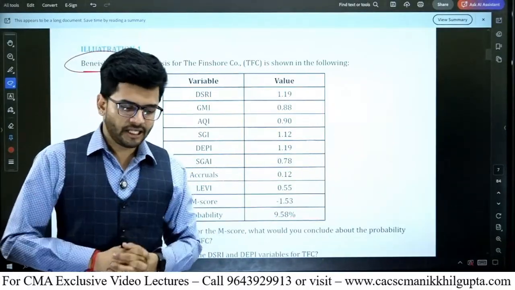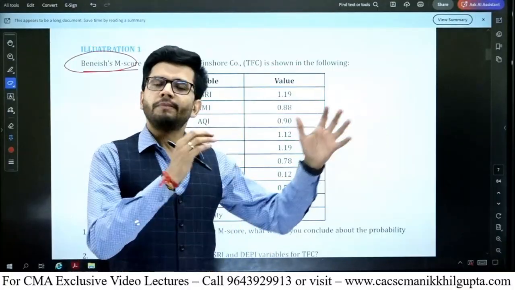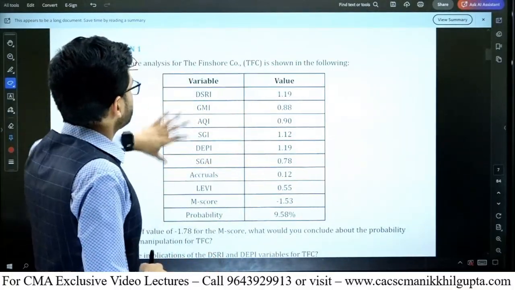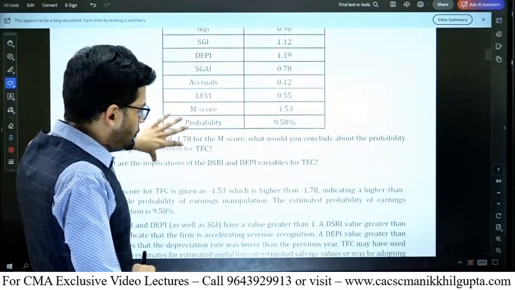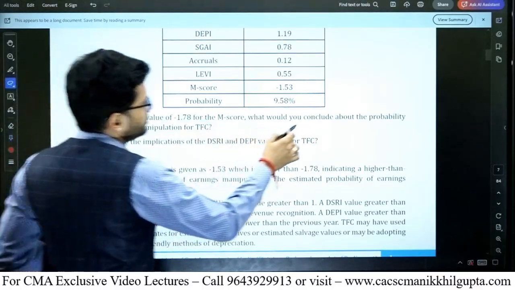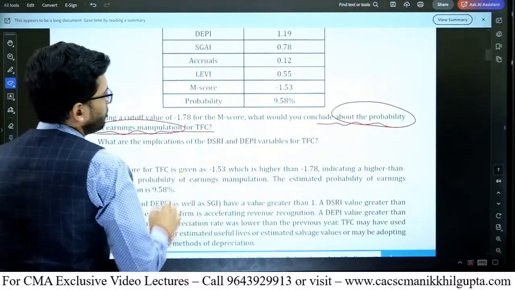Now, the typical way of dealing with the questions of Z score or Beneish M score is just to apply the formula and come to the conclusion. However, this particular question given in the workbook asks you to really describe the theoretical portion of it and conclude about the probability of earnings manipulation of TFC.